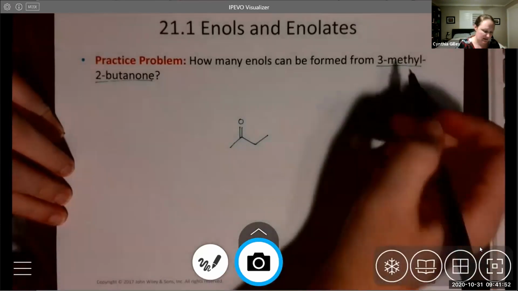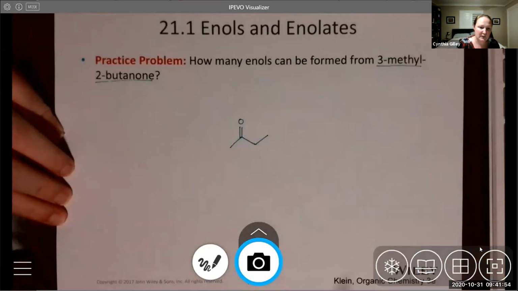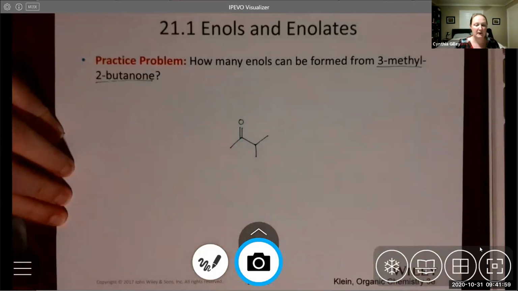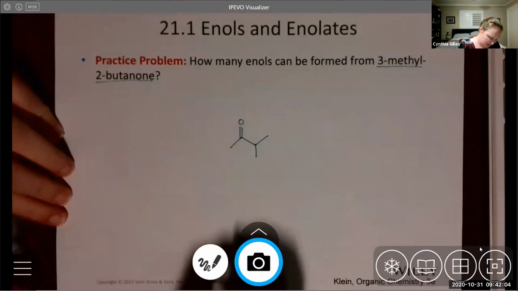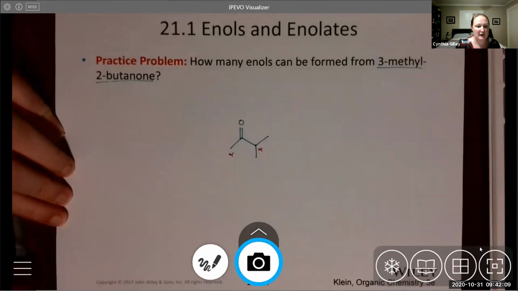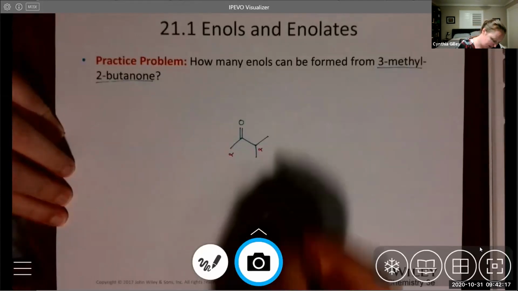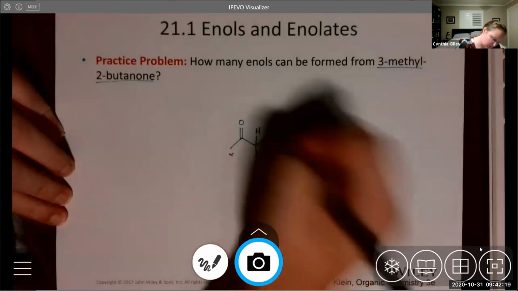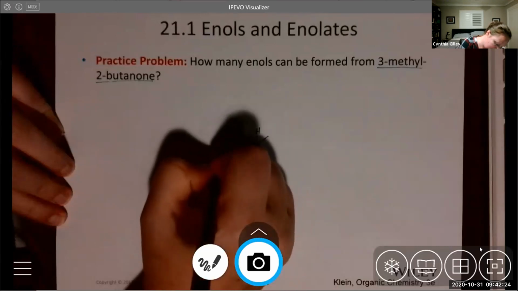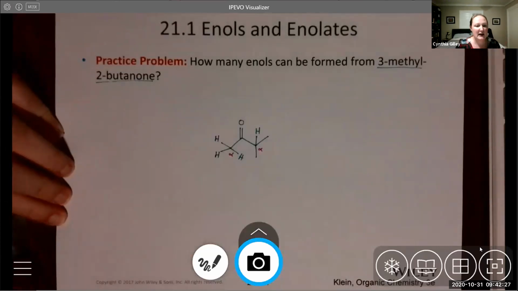Then I'm going to look at the substituent, which is a 3-methyl group. So if I counted from this side, 1, 2, 3, put the methyl group there. Okay, so hopefully you got to this structure and maybe you identified that there's more than one alpha carbon. Ask yourself, do both alpha carbons have at least one hydrogen attached? The answer is that they do. This one has 1 hydrogen attached, and this alpha carbon has 3 hydrogens attached.